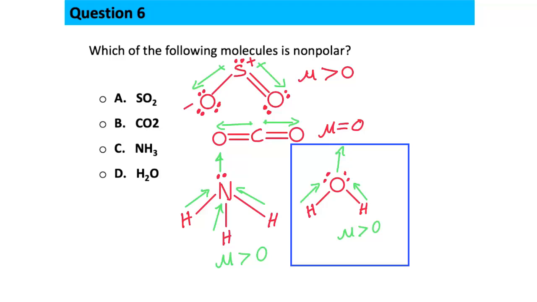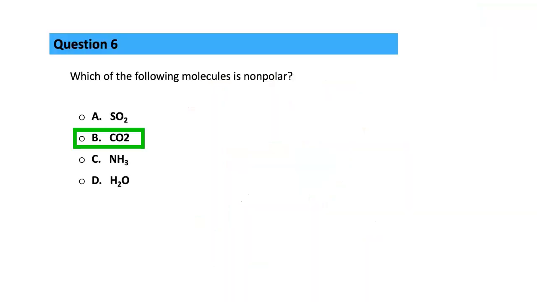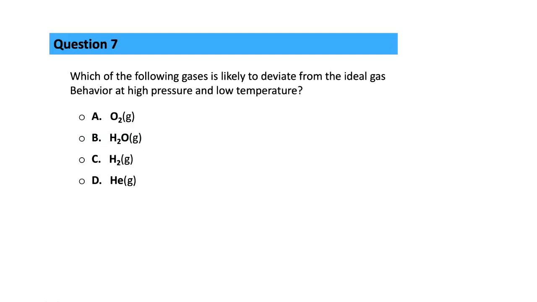Among the four choices, only carbon dioxide is nonpolar, and the answer is B. Question 7. Which of the following gases will likely deviate from the ideal gas behavior at high pressure and low temperature? When considering ideal gas deviation, intermolecular forces play a significant factor.